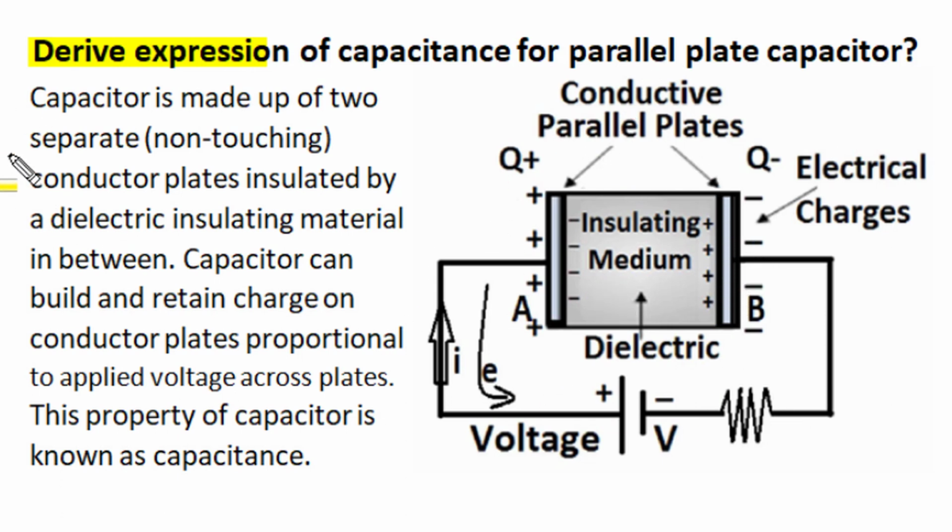So let's first understand what a capacitor is. A capacitor is made of two separate non-touching conductor plates which are insulated by a dielectric insulating medium. Such a configuration can build and retain charge when we apply external voltage across these plates. This property of building charges on plates when voltage is applied, and retaining the same charges even when this external voltage is removed, is known as capacitance, and this takes place because the insulating dielectric medium gets polarized, and in this polarized state it can hold charges on the conductor plates.